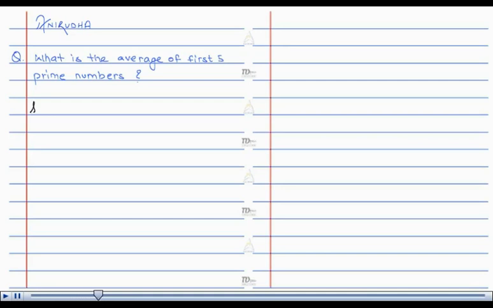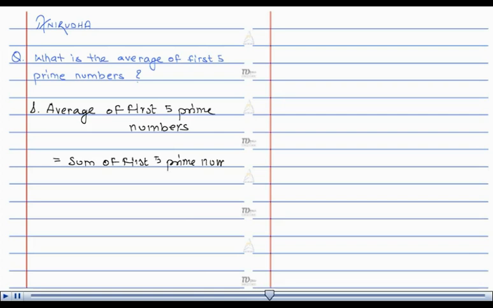Let's see the solution. The average of first 5 prime numbers is equal to the sum of first 5 prime numbers divided by the number of quantities, that is 5, and it is equal to 2 plus 3 plus 5 plus 7 plus 11 divided by 5, or is equal to 28 by 5, which is equal to 5.6.